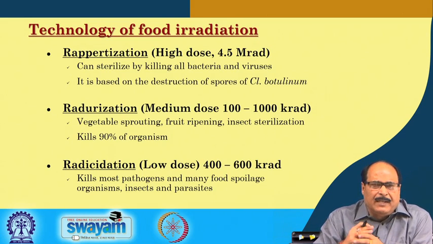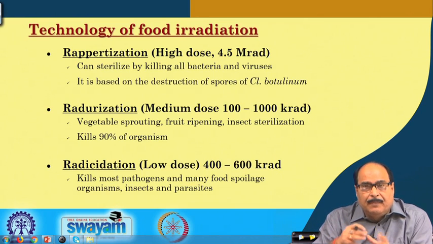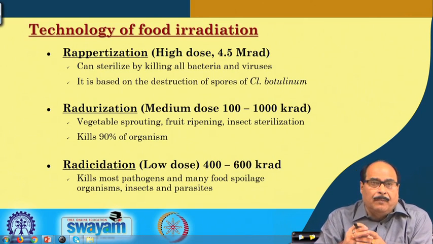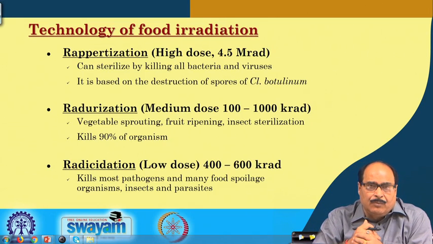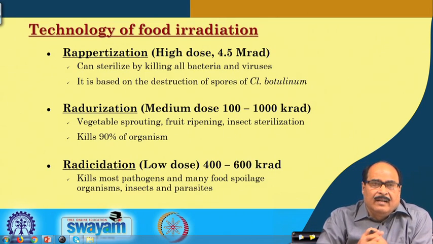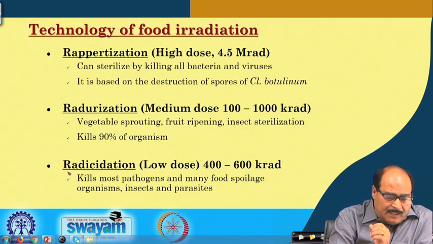Depending upon the objective of the process, different dosages are given to the food material, and accordingly the processes are given different names. Like in thermal processing, we have the pasteurization process, the sterilization process or the blanching process, depending upon the intensity of the heat given to the food material. Similarly, here we have radappertization, radurization and radicidation.